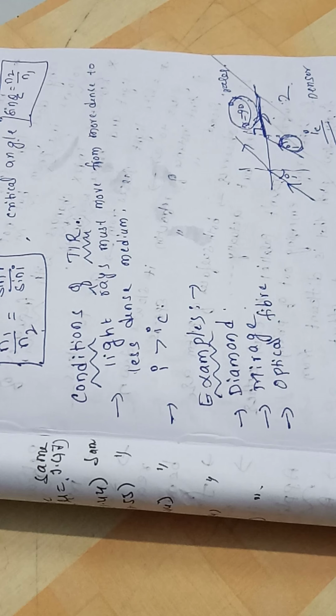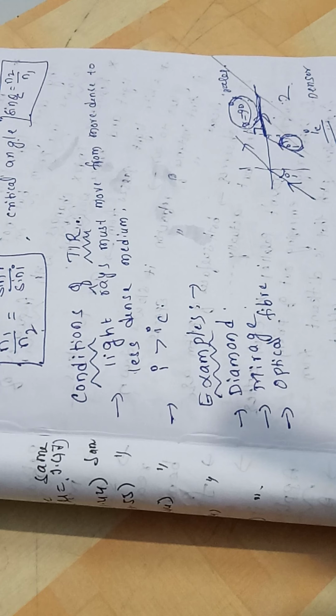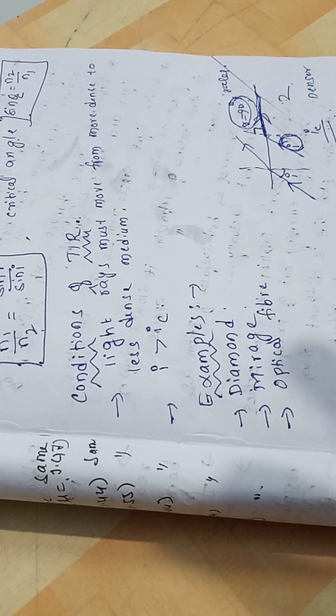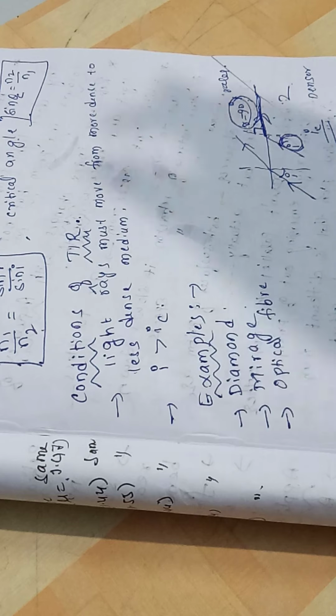Diamond shines. Do you know why diamond shines? Only due to total internal reflection. When light tries to pass from diamond, a denser medium, out into the rarer medium, the angle of incidence becomes greater than critical angle, so it totally reflects back into the same medium, and that reflection only we are seeing as shining. So diamond shines only on the principle of total internal reflection. Now mirages, after completing the next topic, I will explain.